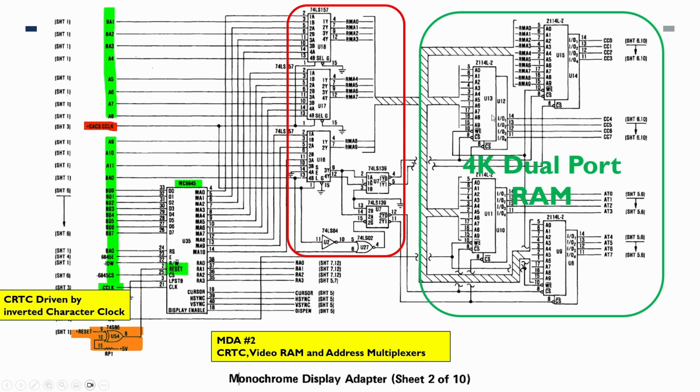Now you can see over here that we had the 8 2114 4-bit by 1K RAMs. That's going to be replaced by 1 4K dual port RAM, and by having dual port RAM we avoid needing all of these address multiplexers because it has 2 lots of address lines and 2 lots of data lines, so that simplifies things quite a bit.